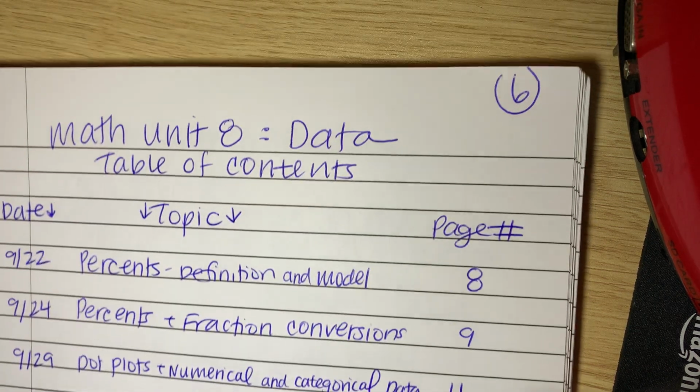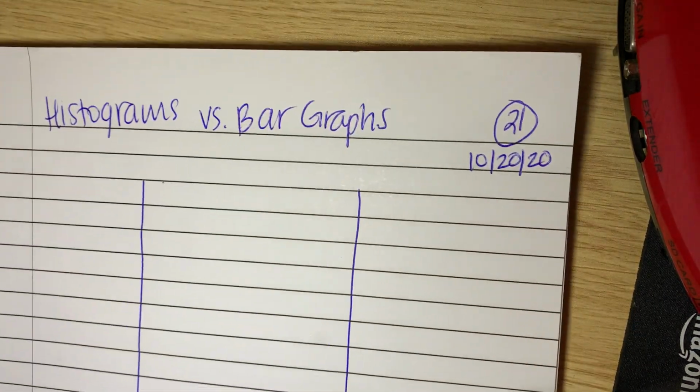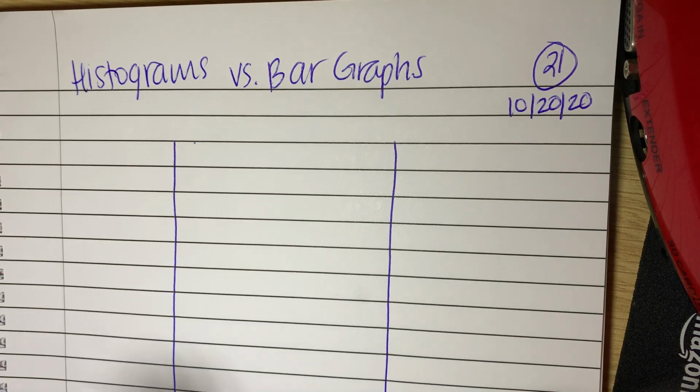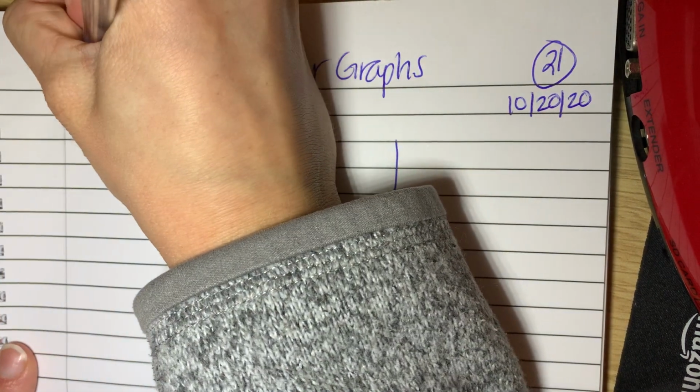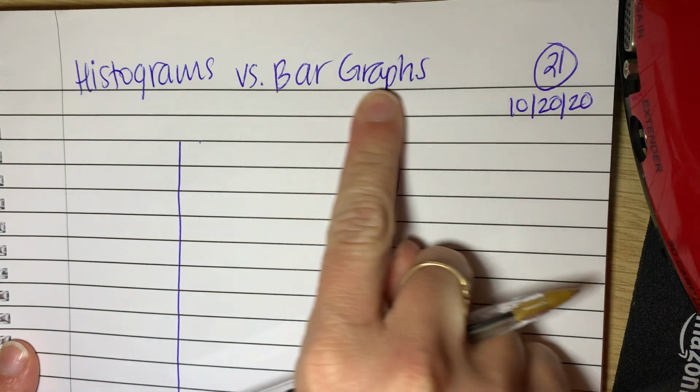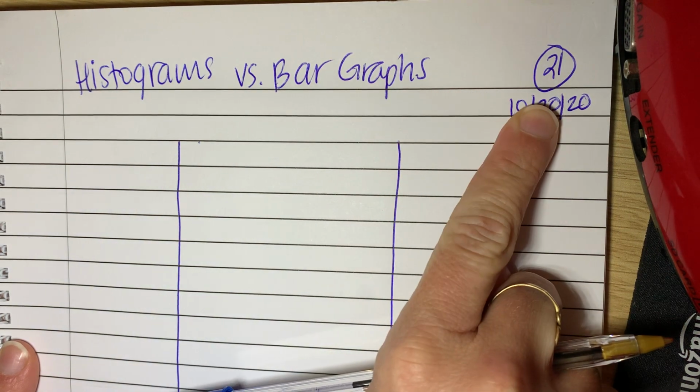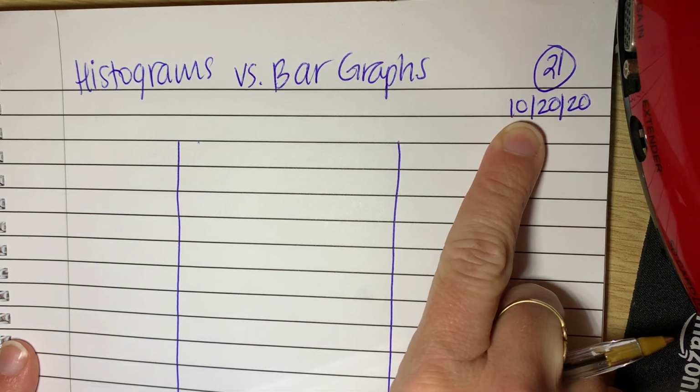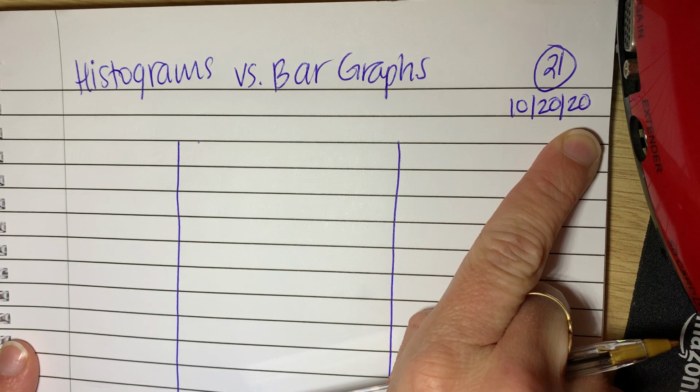After your table of contents on page 6 is updated, please flip to page 21. The title of today's toolkit notes, as we just said, is histograms versus bar graphs. Please make sure on page 21 that you add today's date of 10/20/20.